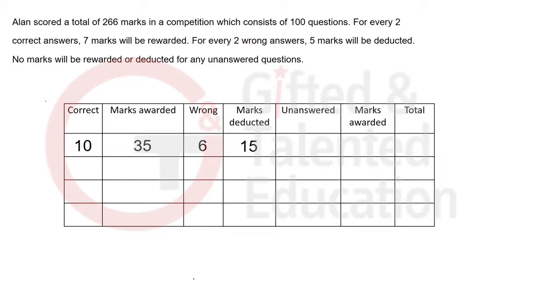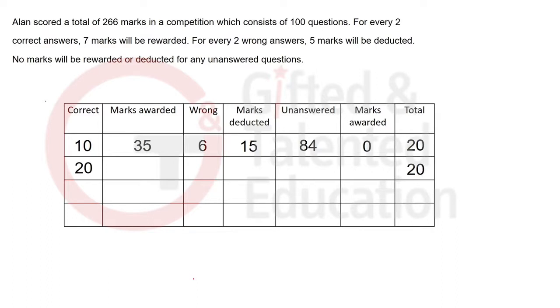Since there are a total of 100 questions, if 10 are correct and 6 are wrong, the rest must be unanswered, giving us a total of 84 unanswered questions. Since no marks will be rewarded or deducted for any unanswered questions, the marks awarded would be 0. So the total score would be 35 minus 15, giving us 20.